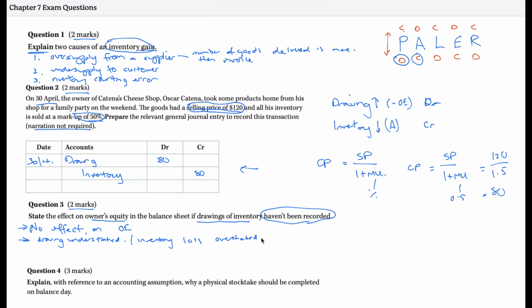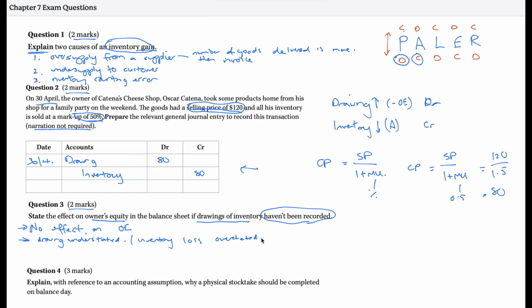Now, because of that, I'm going to read you the model response of how we might describe this, because it is asking you to state no effect, but then explain it. So we might say something along the lines of, there is no effect as the drawings would be understated and inventory loss would be overstated.